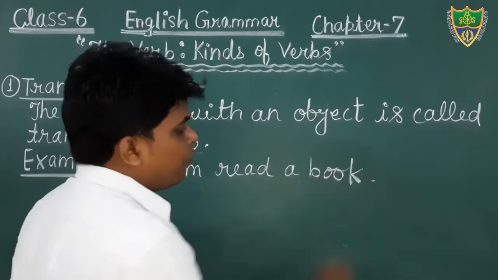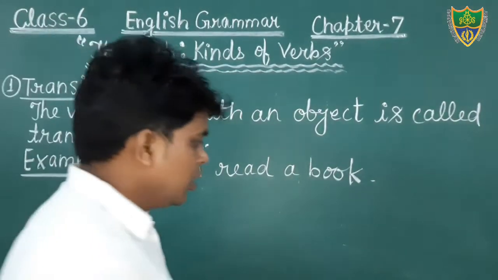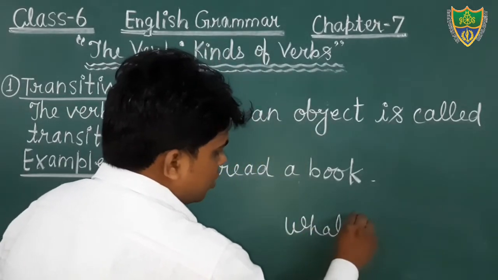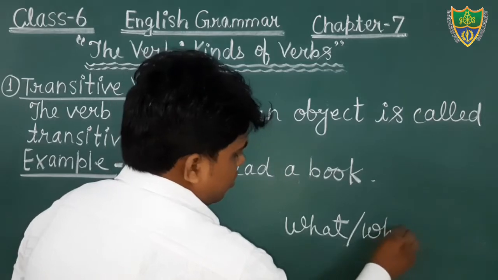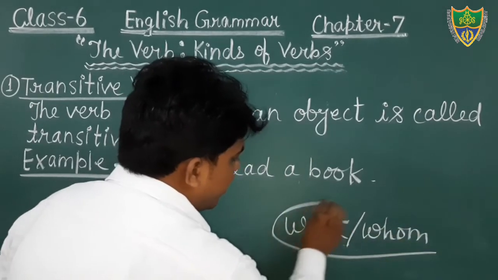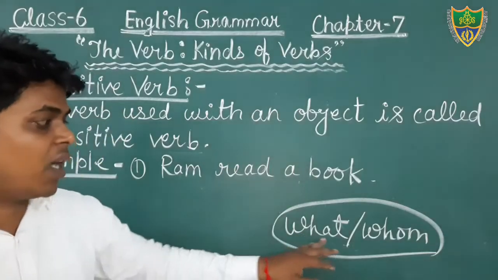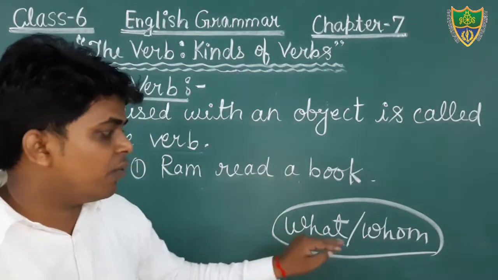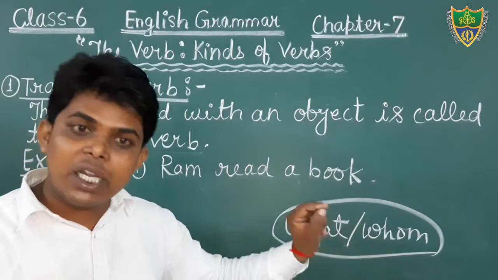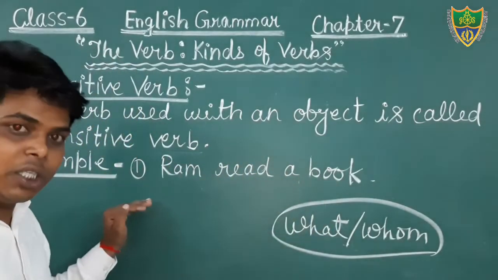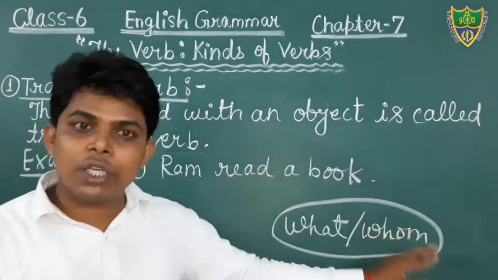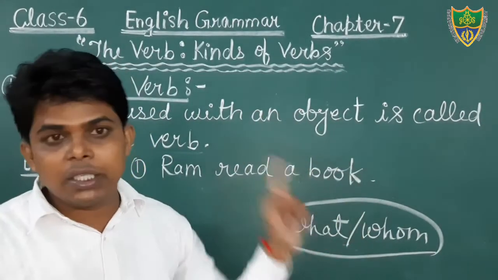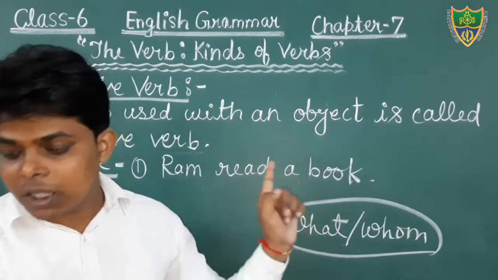Okay students, one thing I want to tell you, a trick you can say: what and whom. If we are asking the question by using the interrogative word what and whom, and if we are getting an object as the answer, then that would be the transitive verb. What और whom लगाकर हम क्वेश्चन करेंगे और उसके आंसर में अगर हमको ऑब्जेक्ट प्राप्त होता है तो that would be the transitive verb.